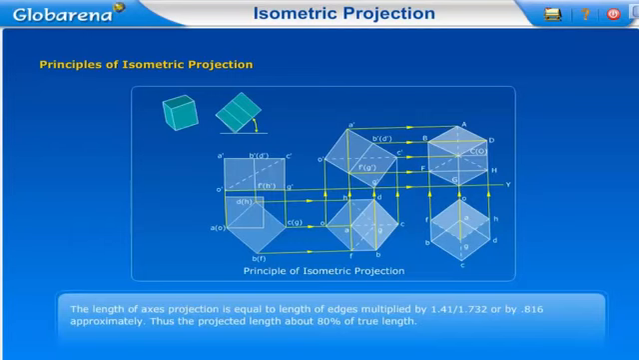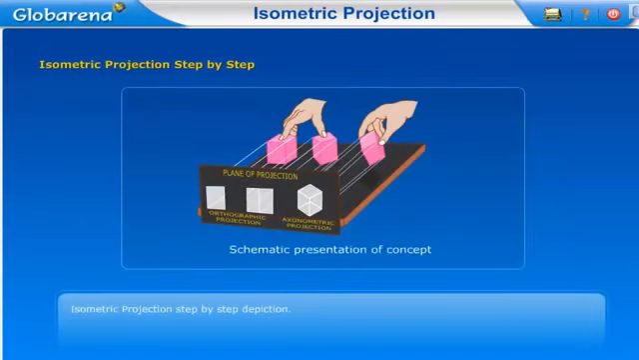The length of axis projection is equal to the length of the edges multiplied by the square root of 2 divided by the square root of 3, or approximately 0.816. Thus, the projected length is about 80% of the true length. Isometric projection, step-by-step depiction.